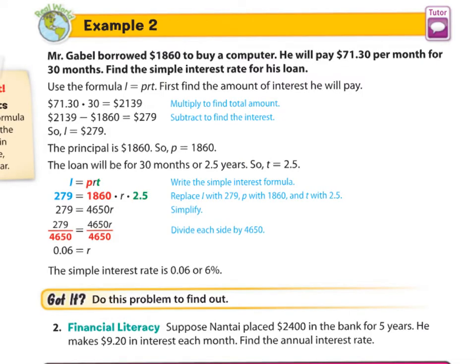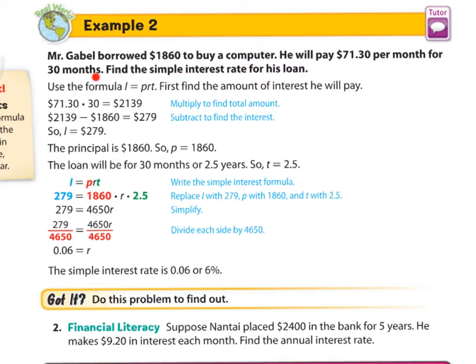Now let's find simple interest in context in a word problem. Mr. Gable borrowed $1,860 to buy a computer. So he borrowed this, maybe from a credit line, from the bank, a credit card, Visa. He will pay $71.30 per month for 30 months. Find the simple interest rate for his loan.